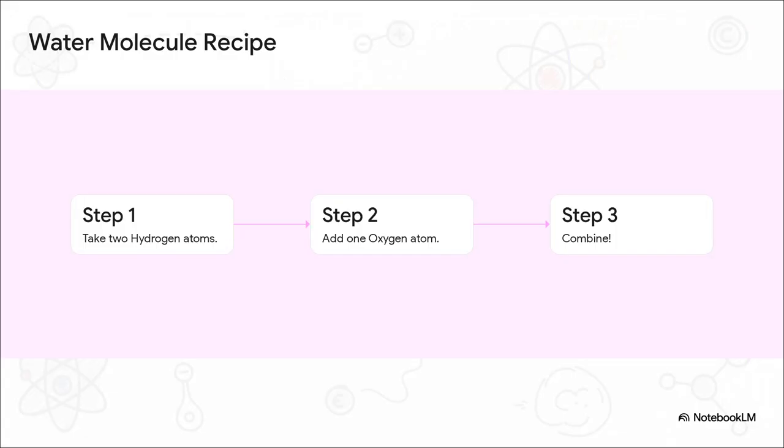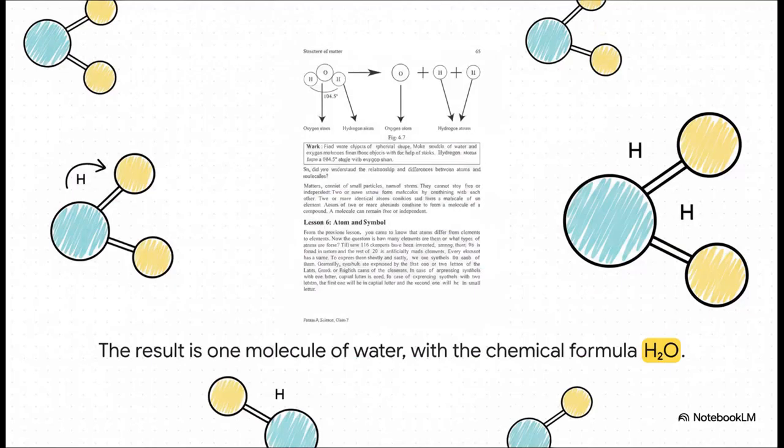You can honestly think of it just like a recipe. To make one single water molecule, you need a very specific set of ingredients. You take 2 atoms of the element hydrogen, you add 1 atom of the element oxygen, and you bond them together chemically. And there you have it, 1 molecule of water. And that famous chemical formula, H2O, is just a shorthand for that recipe. H is for hydrogen, that little subscript 2 tells us we need 2 of them, and O is for oxygen.